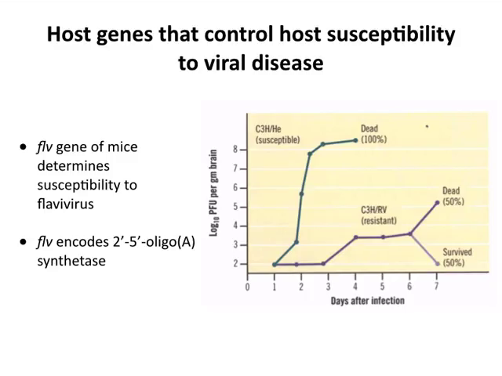So this is the virus replication in the brain. You can see the susceptible ones, you get a lot of virus replication accompanied by death. The resistant ones have much less virus replication, although half of them may die anyway.